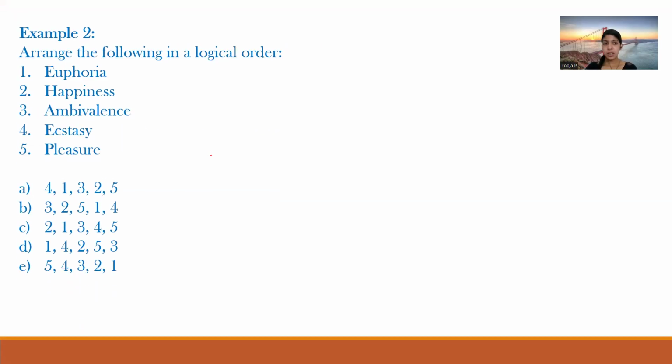So fine. We look at another example. You have euphoria, happiness, ambivalence, ecstasy, and pleasure. Ma'am, these are something like mixed feelings, right? All of these words relate to happiness, but just the intensity or the degree of order matters here. Okay, ma'am, so what exactly is ambivalence? Ambivalence is very little happiness. It is less than happiness. Again, the degree is less.